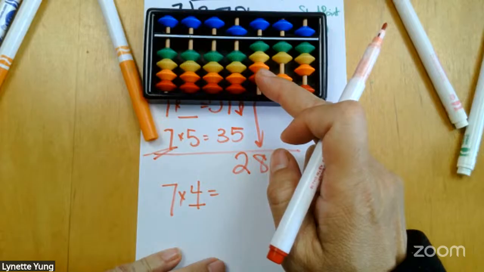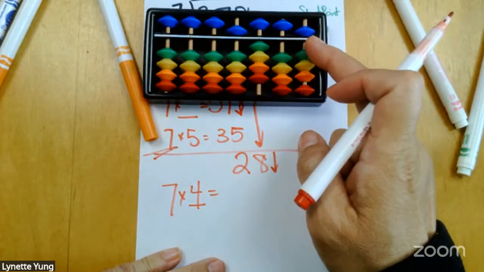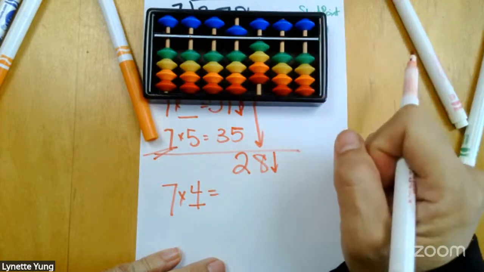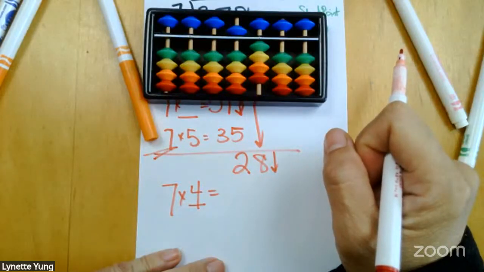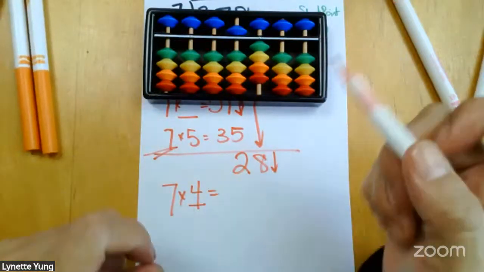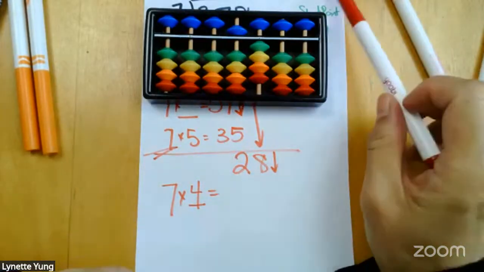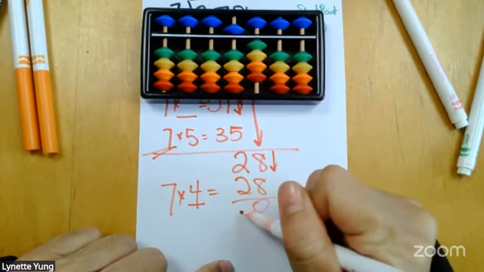Because you subtract, oh wow. 4. Yes. And then we subtract the 2 and the 8. It's really beautiful. Simple.